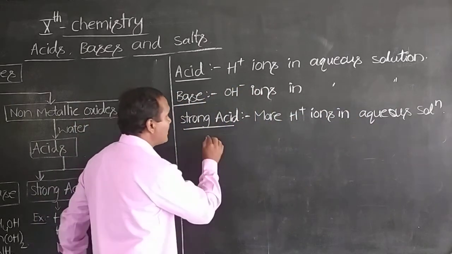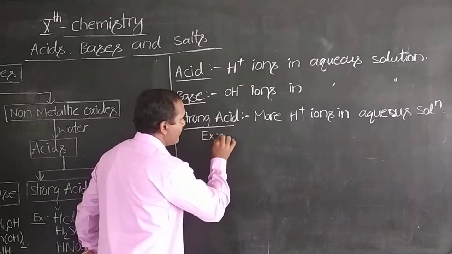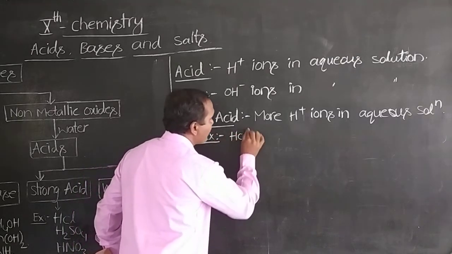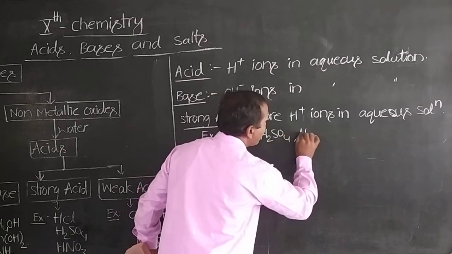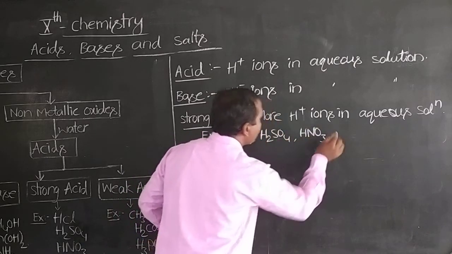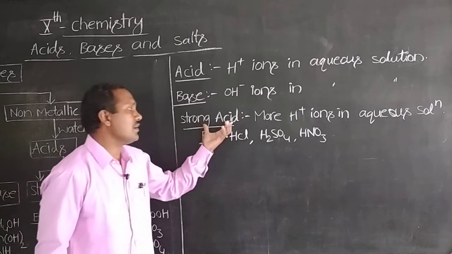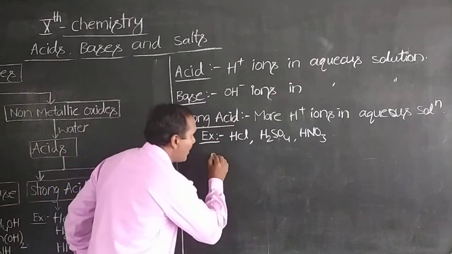Some of the examples are HCl, H2SO4, HNO3. These are some of the examples of strong acid. Suppose we take H2SO4, I mean sulfuric acid.